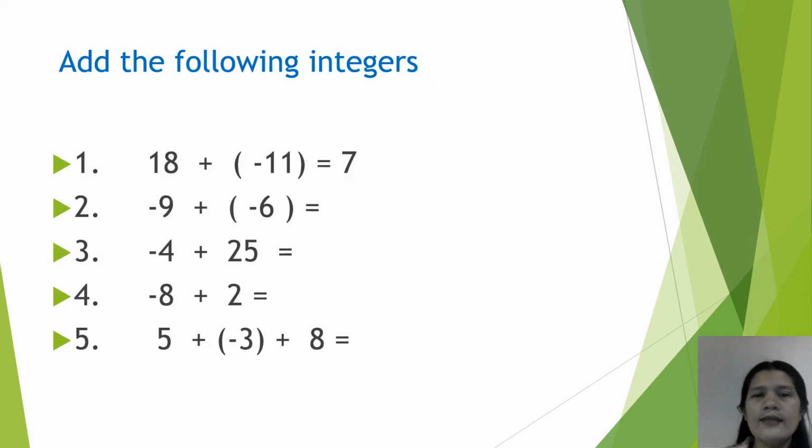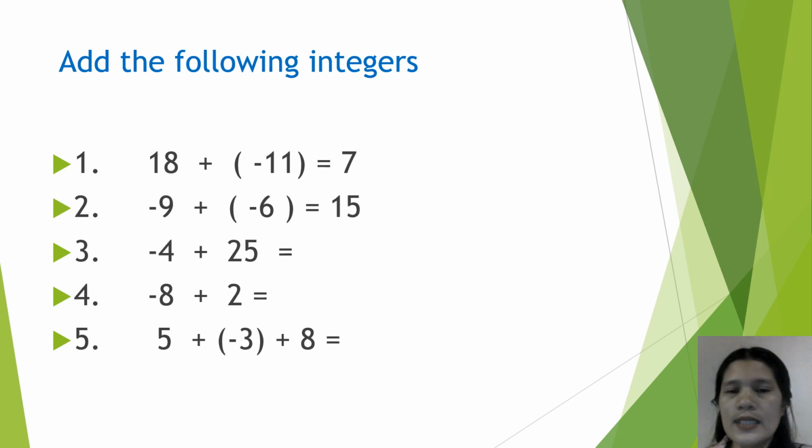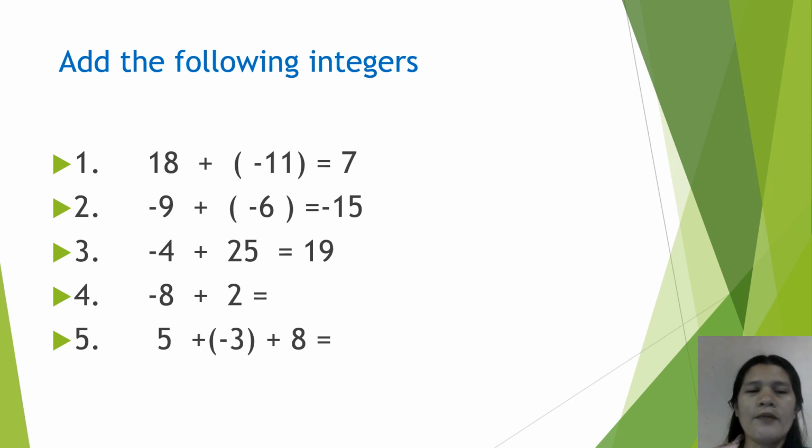Okay, add the following integers. 18 plus negative 17 is 1. Number 2, negative 9 plus negative 6 is negative 15. Number 3, negative 4 plus 25 is 21. Positive, because the sign of 25 is positive.